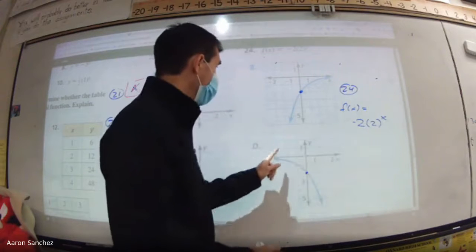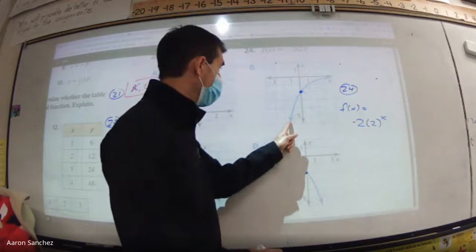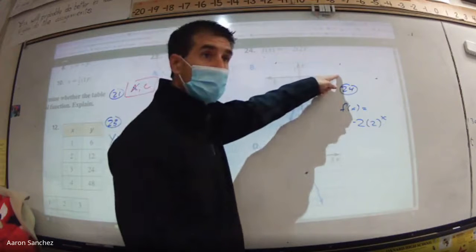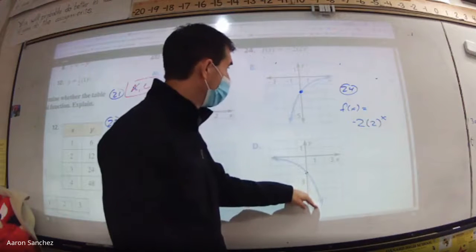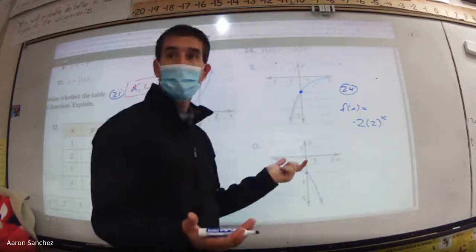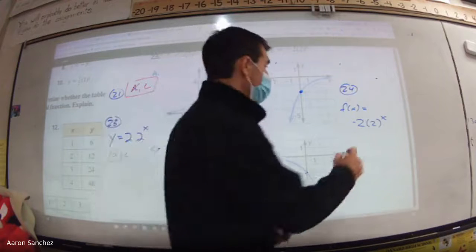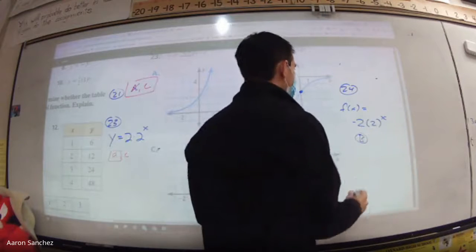So which one's going up? Going from this direction, that one's going up. This one's going down. So it's got to be B. I don't know, hopefully. So this one's B. I mean, we didn't have to do that one.